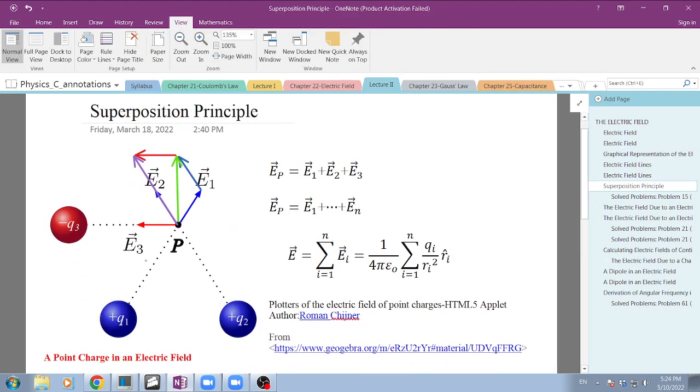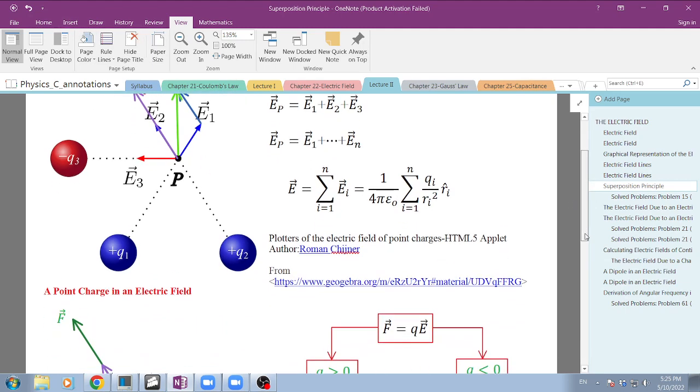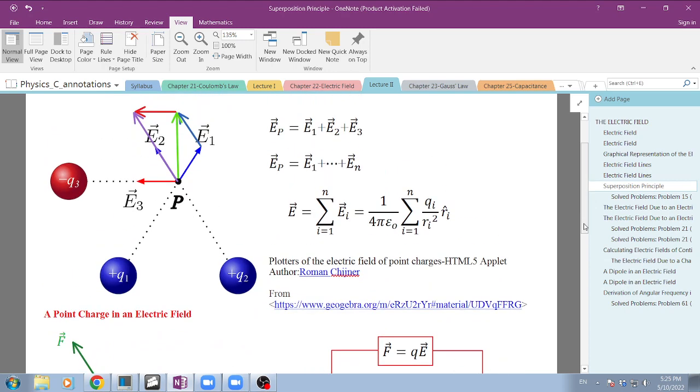You treat how each one of the particles is going to affect that particular point in space, and then after you calculate each one, you just have to add them up, vectorially adding up all of these. It's not supposed to be difficult for you.